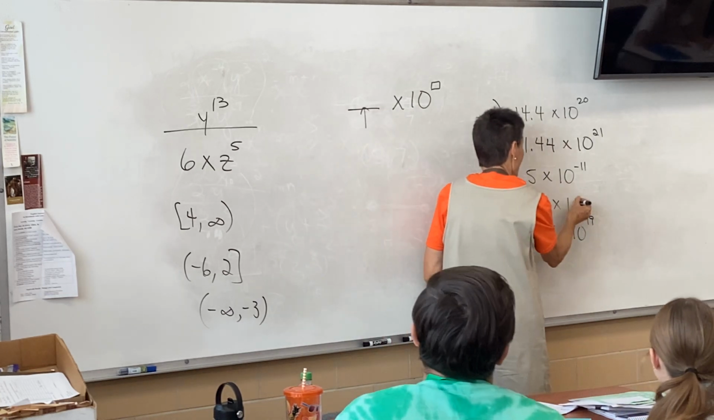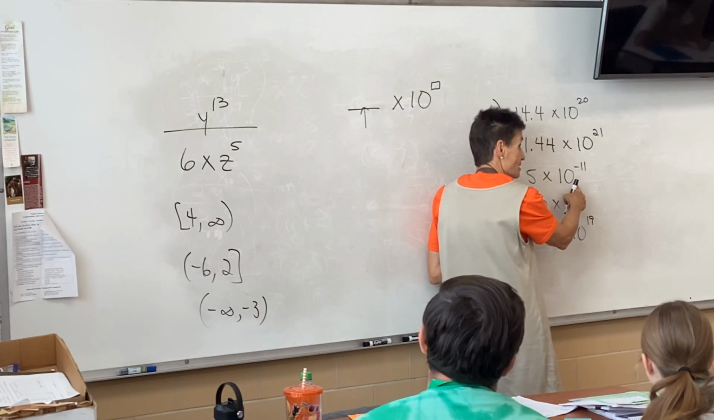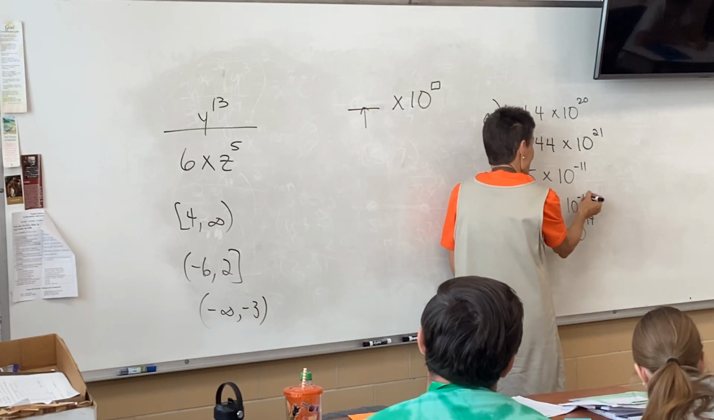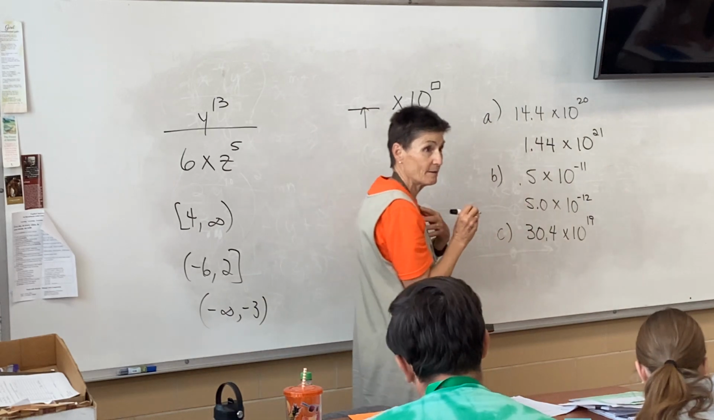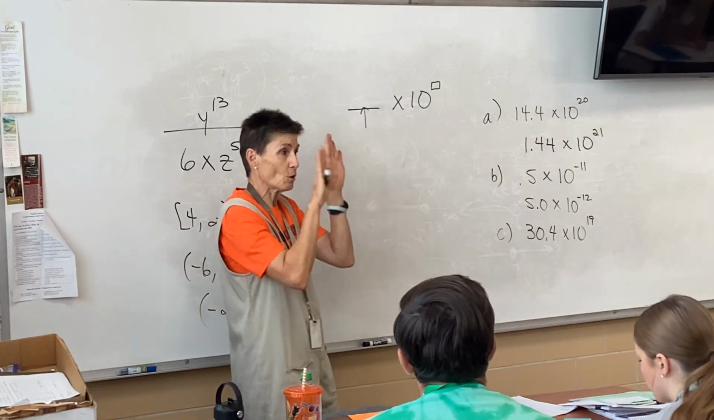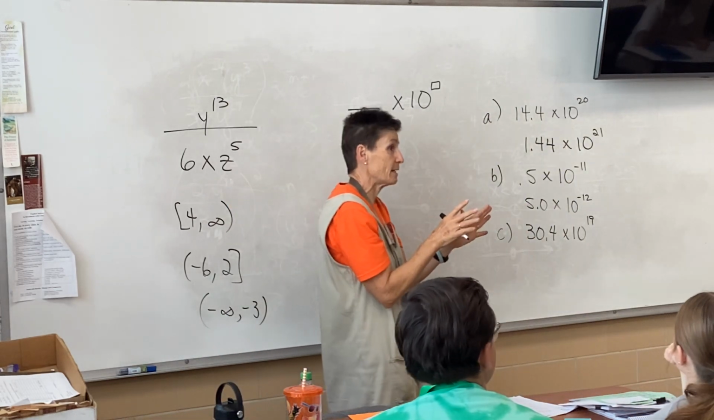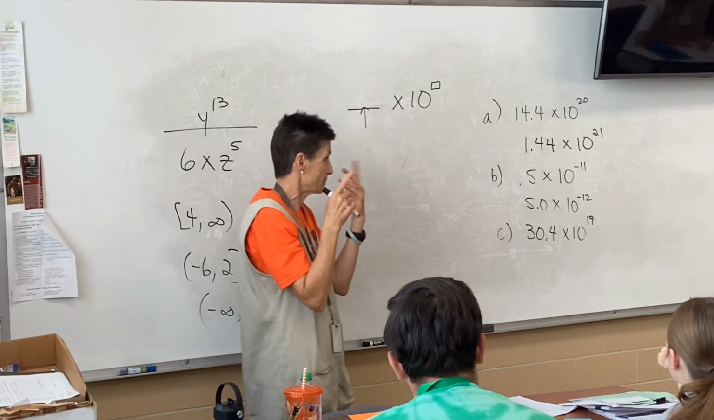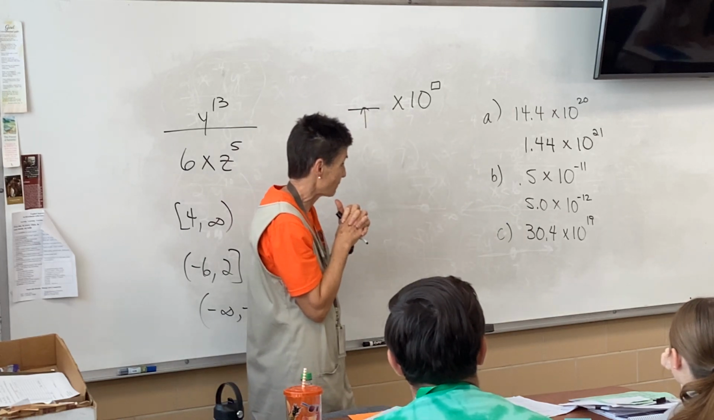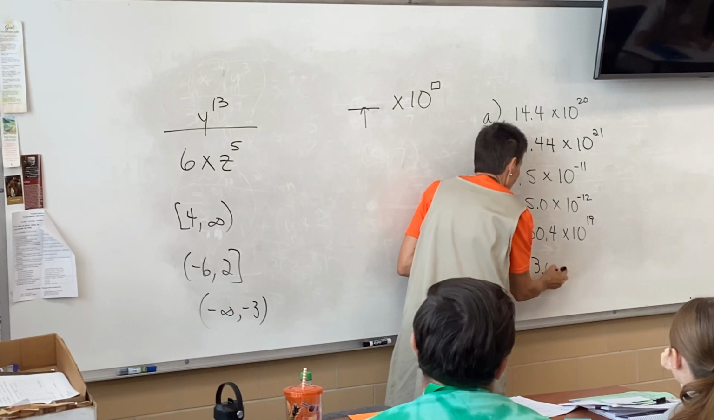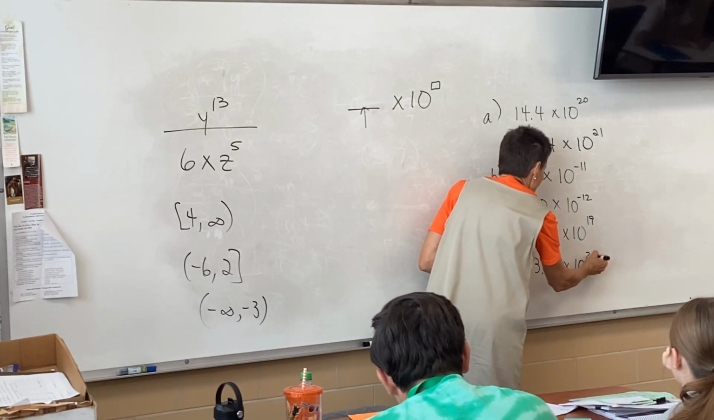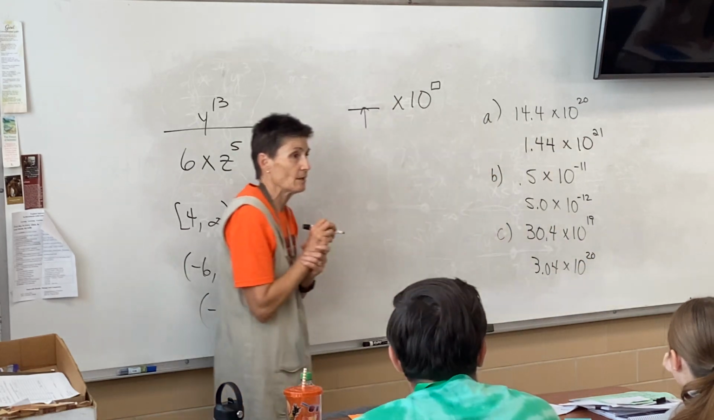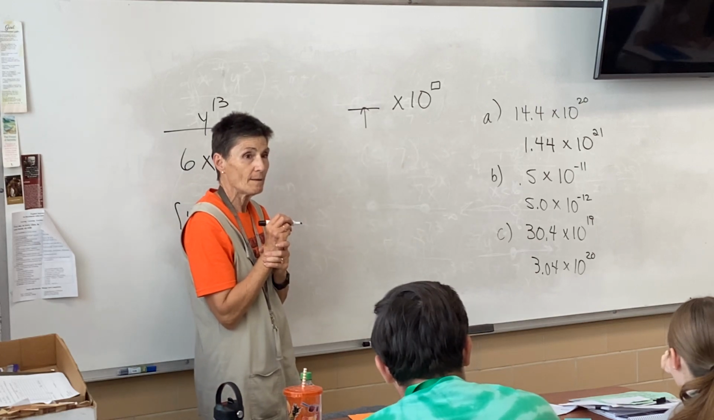So this is going to have to get smaller, but watch it, it's negative, so it's actually going to go to negative 12. Now you have your own ways of thinking about it. Did y'all get negative 12 as your final answer? I mean, that exponent is part of your final answer. And then this one, 3.04 times 10 to the 20th. How does that look? You okay?